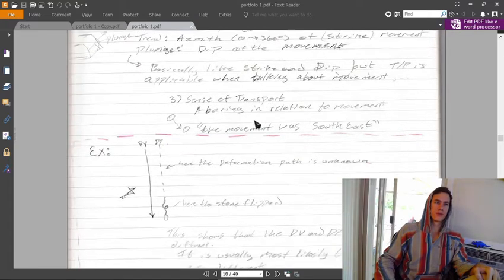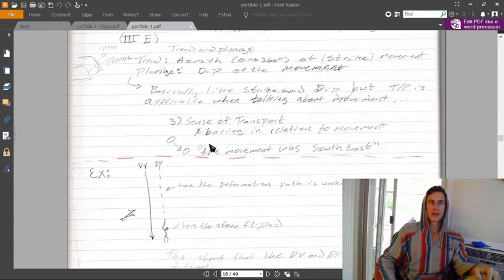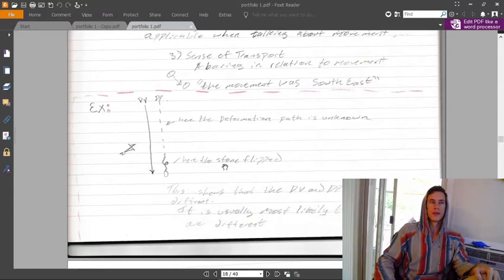Sense of transport varying in relation to the movement. So this one is the movement was southeast. Yeah, I like trend and plunge a lot better. The deformation path is unknown. Here the stone is flipped.